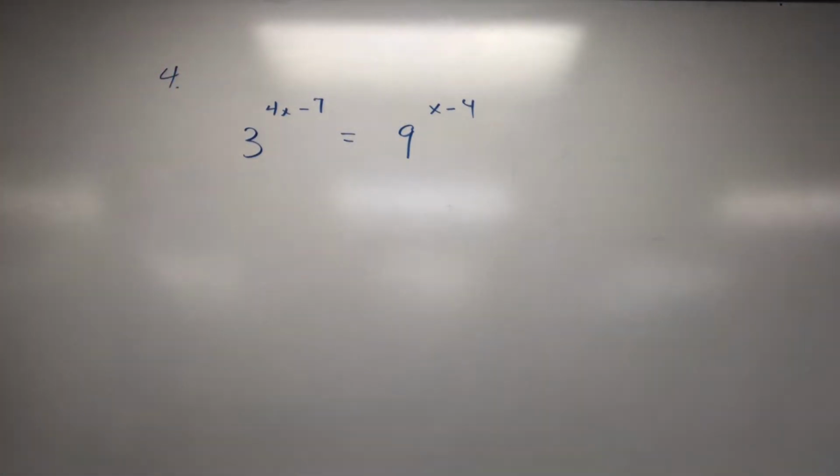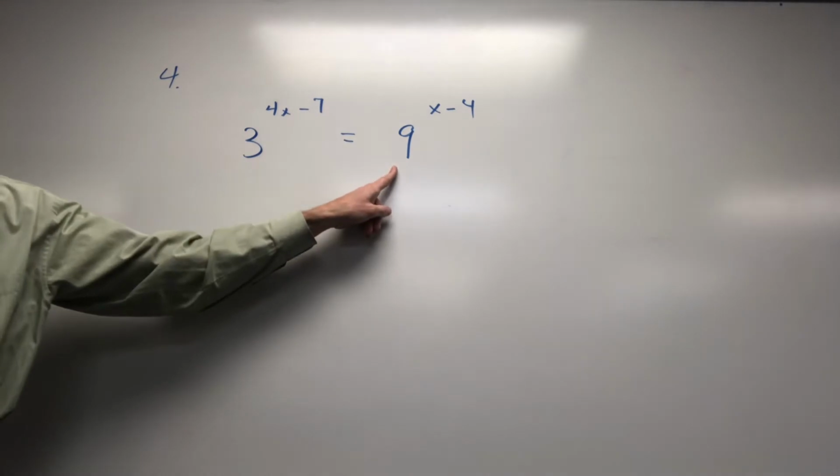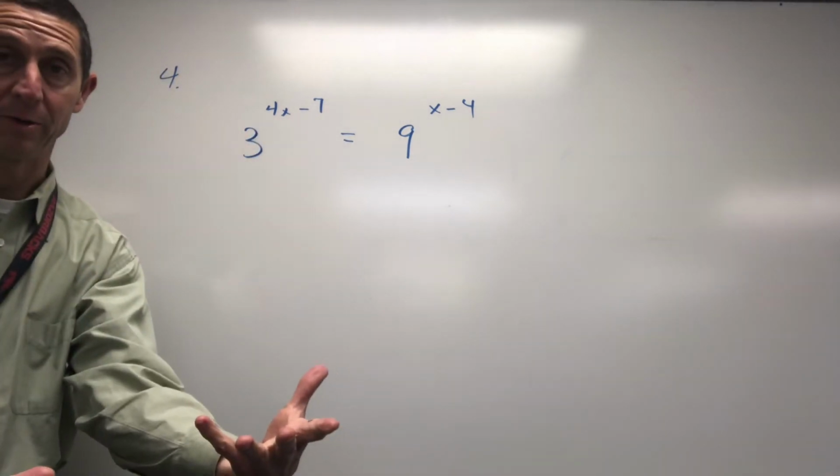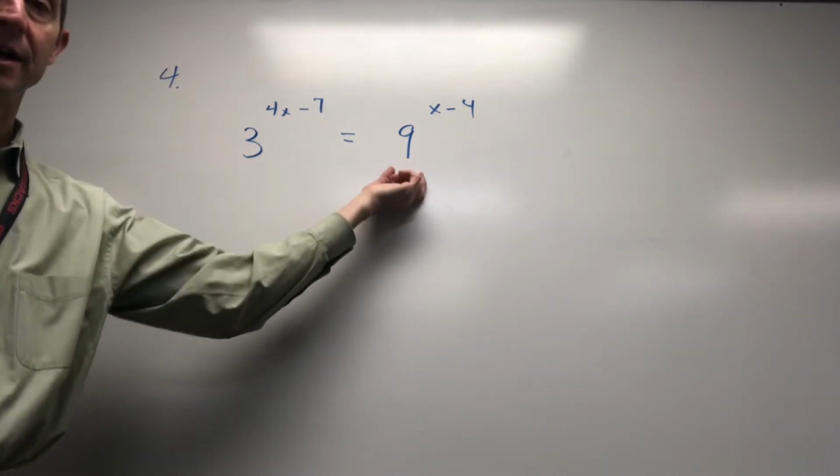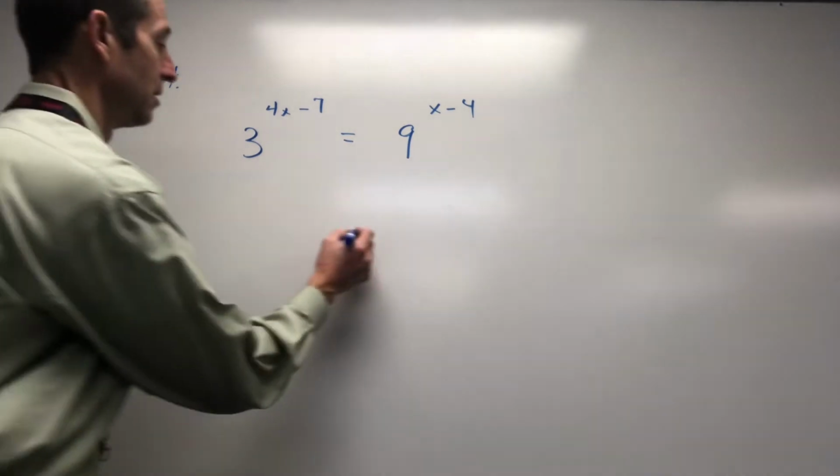So on this 4th example, this is a 3, this is a 9. They're not the same number, but you can make the 9 become looking like a 3.